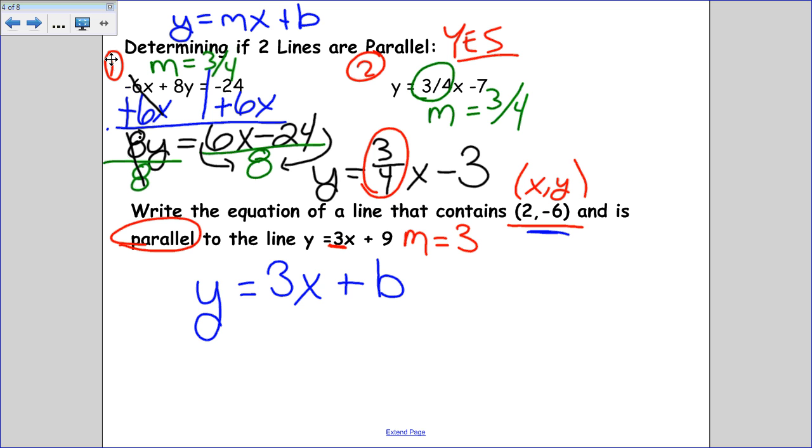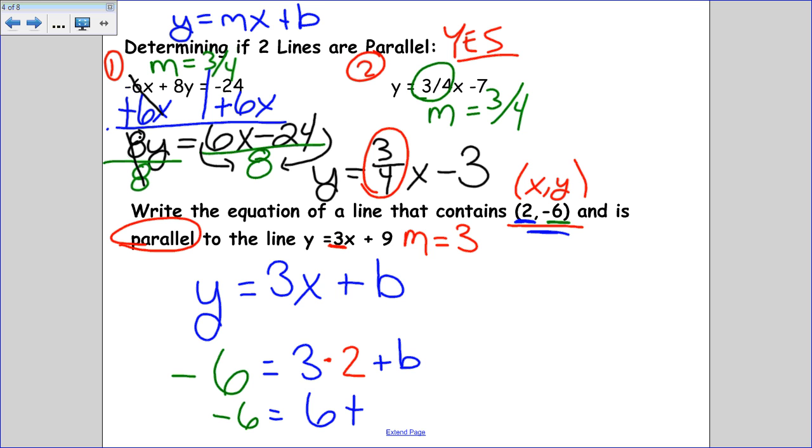I have up here an x of 2 and a y of negative 6, so I'm going to plug those in. I could say negative 6 equals 3 times my x of 2 plus b. Okay, so let's simplify. We'll solve for b. Well, negative 6 is going to stay the same. Nothing's happening over there. Equals, what's 3 times 2? Good, positive 6 plus b.